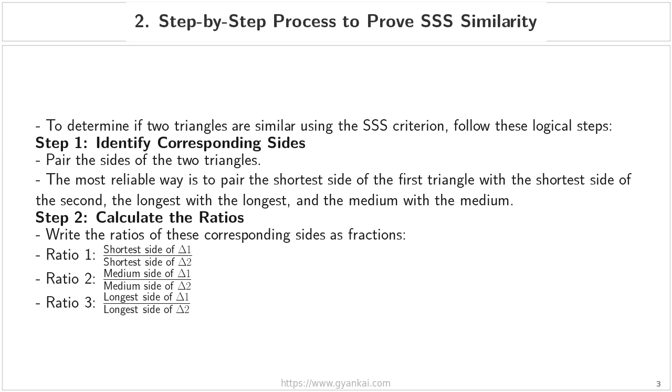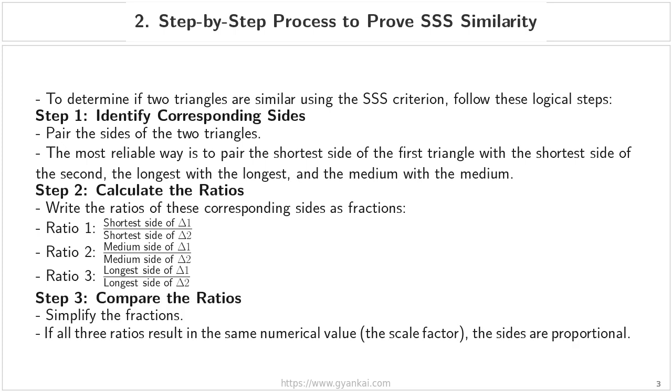Once you have your pairs, we move to step 2, calculating the ratios. Here, you will write out the relationship between these pairs as fractions. You'll create 3 distinct ratios. Your first ratio will be the shortest side of triangle 1 divided by the shortest side of triangle 2. Your second ratio will be the medium side of triangle 1 divided by the medium side of triangle 2. And your third ratio will be the longest side of triangle 1 divided by the longest side of triangle 2.